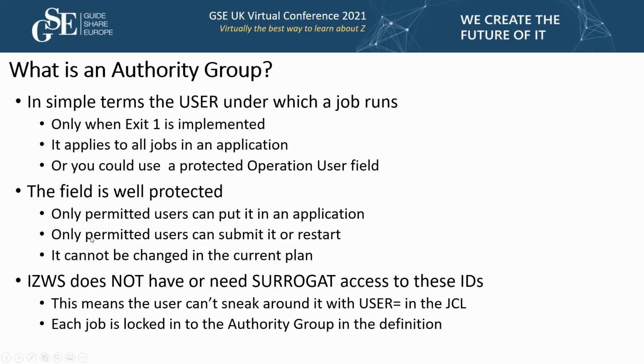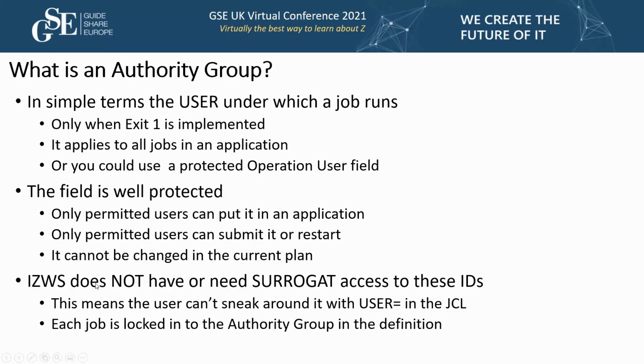The authority group field is well protected. Only permitted users can put it in an application, and only permitted users can submit it or restart things with that particular authority group in. And you cannot change it in the current plan. Once it's in the current plan, it's locked to that. So this makes it virtually impossible for somebody to get an occurrence to do something it wasn't intended to do. So a payroll occurrence can only do payroll stuff. A warehouse occurrence can only do stuff relevant to warehouses. There is, as far as I can see, no way around this unless you happen to be a RACF administrator.